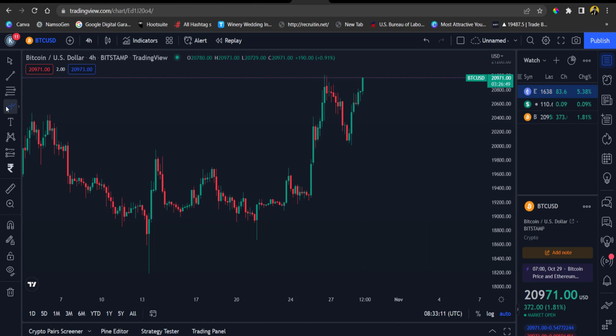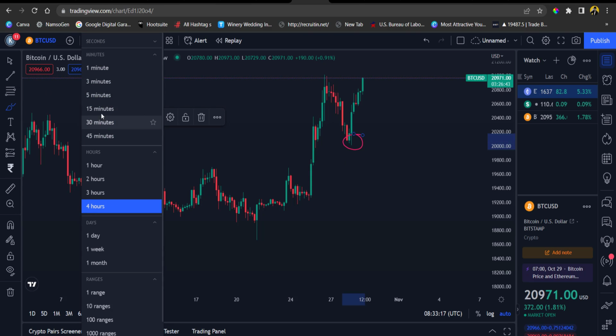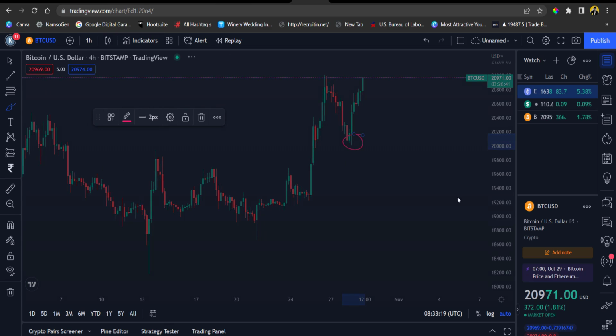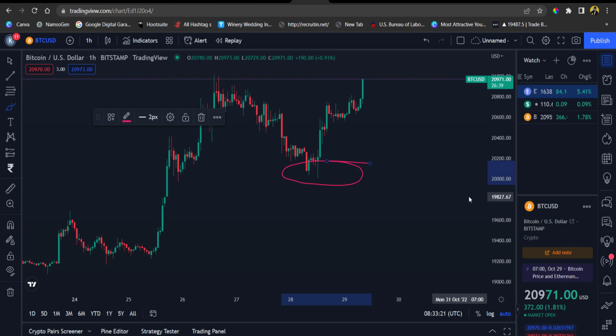So right here we can see that if we just place our drawing tool right here and we zoom this down to the 15-minute or the 1 hour time frame. Now I'm just giving you a secret about the top down analysis. Now we can see at this level right here, we can see a rejection coming.